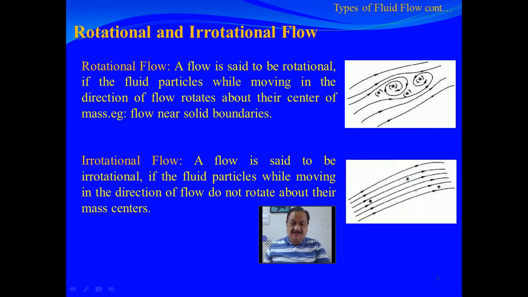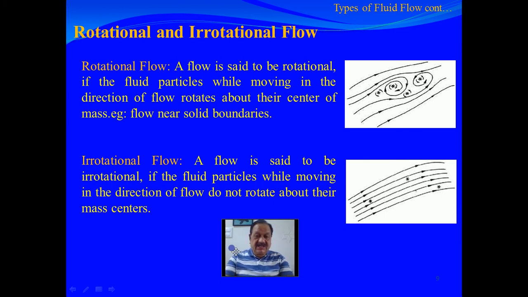Then the rotational and irrotational flow. The flow is said to be rotational if individual fluid particles, while moving in the direction of flow, also rotate about their center of mass, like the flow near a solid boundary. Here the example is shown near the solid boundary. While moving in the direction of flow, it also rotates about its own center of mass.